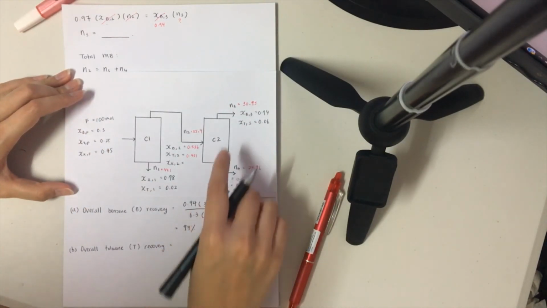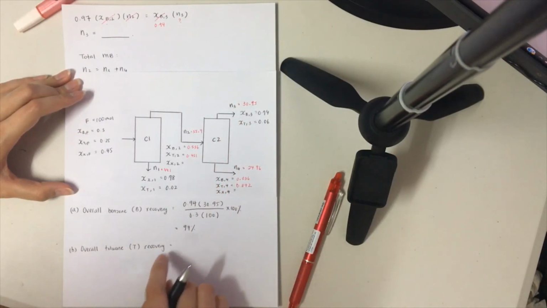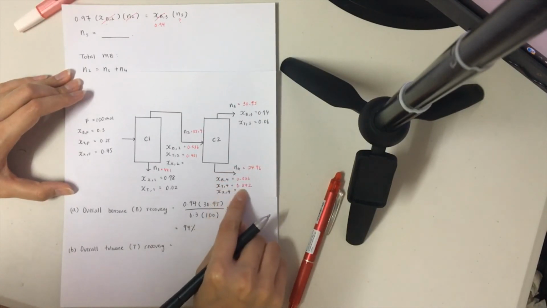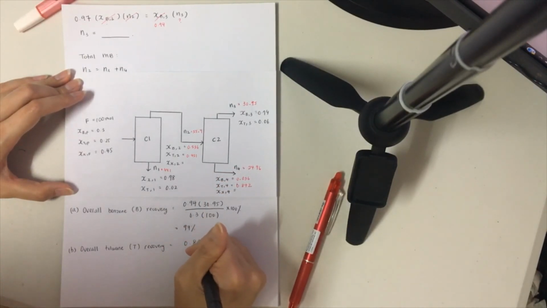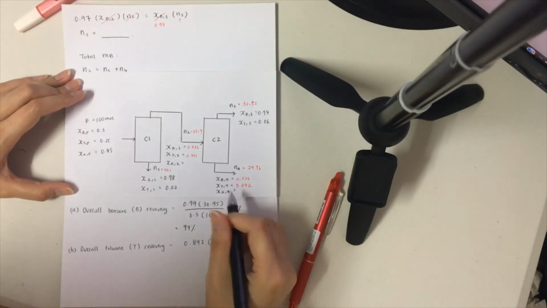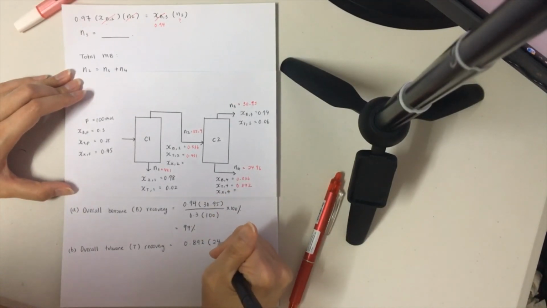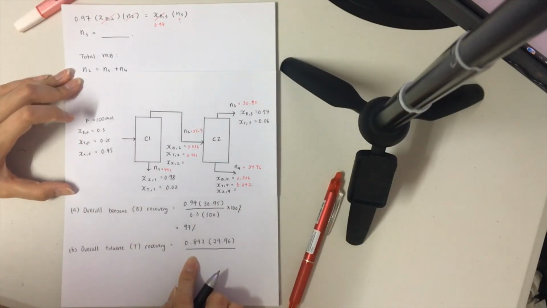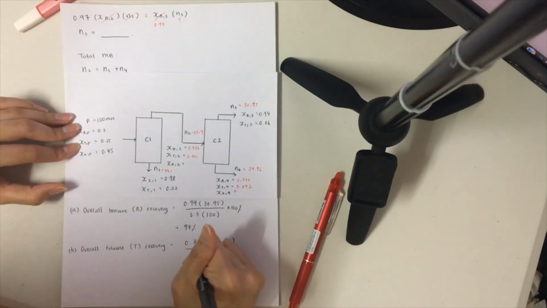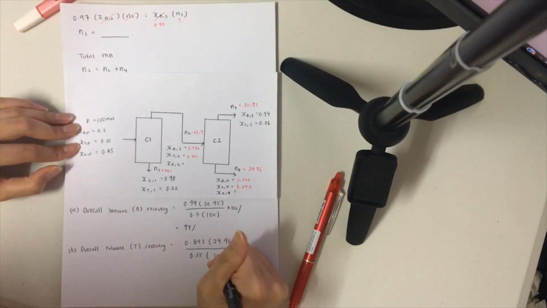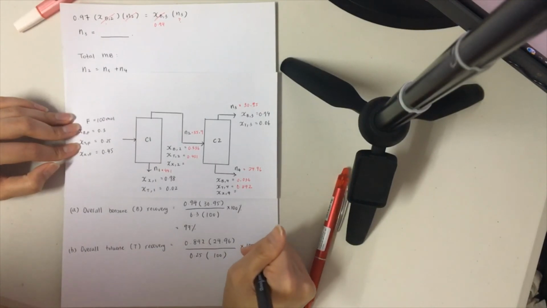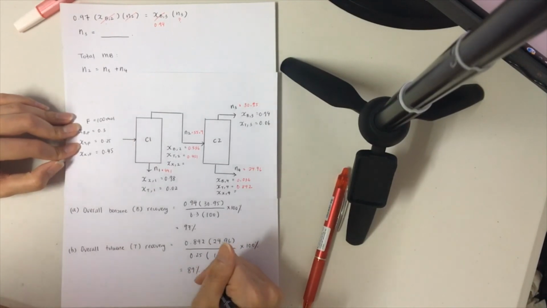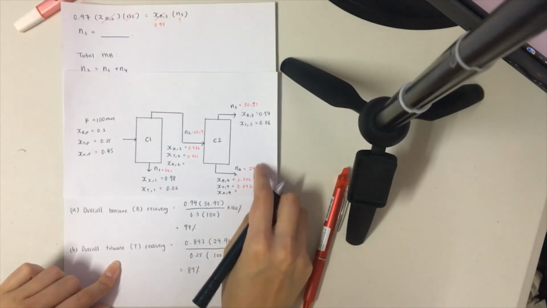For toluene, because the question asks for the recovery in the bottom stream, it is 0.892 multiplied by 24.96 over the feed here, 0.25 multiplied by 100%, and you should get 89% of toluene recovered from the bottom stream here.